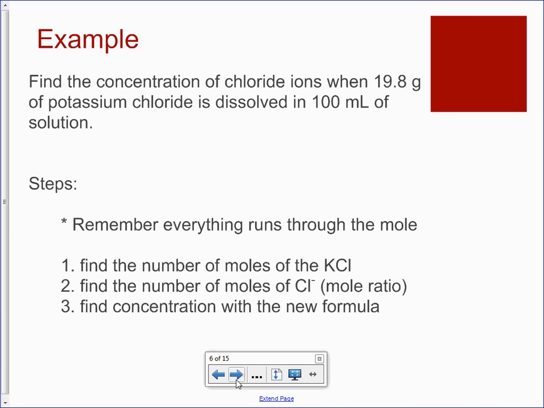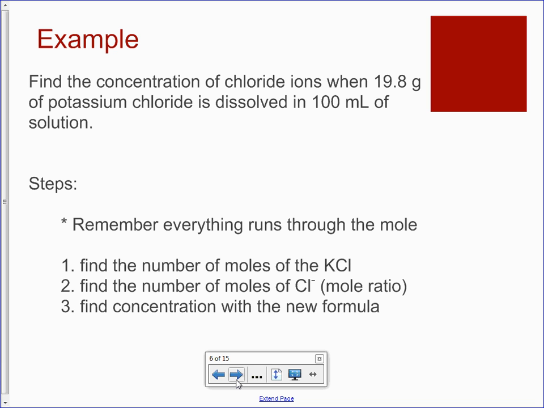So in the following example, we're asked to find the concentration of chloride ions when 19.8 grams of potassium chloride is dissolved in 100 milliliters of solution. So a few steps to remind you guys about before we work through this particular example. Just remember that everything runs through the mole. At the very least, you should be able to calculate the number of moles that we have within this question.